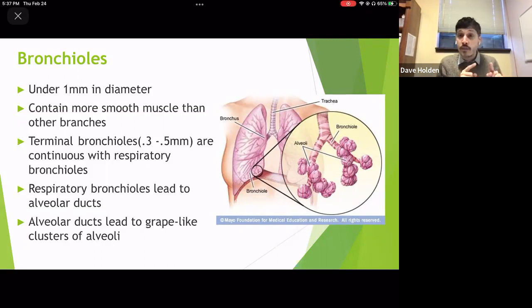And I have a really, really good model of alveoli on my anatomy app. So these contain more smooth muscle than the other branches because these are the ones doing the thing. These are the guys that are holding the air and exchanging it with the blood. This is where the magic happens. So we need a lot more smooth muscle to expand or contract these alveoli based on how much lung volume we need to use. Respiratory bronchioles lead to alveolar ducts. Alveolar ducts lead to these grape-like clusters of alveoli.